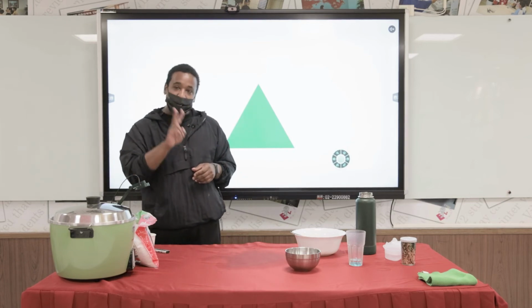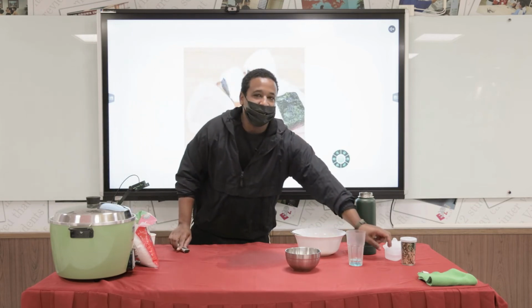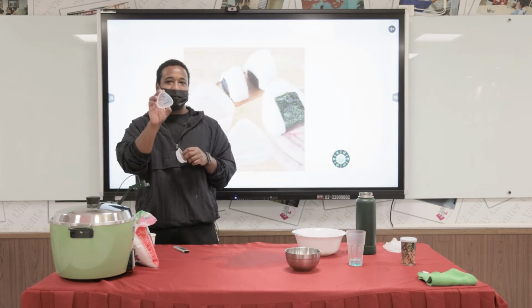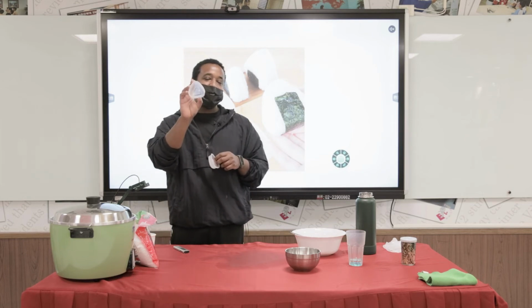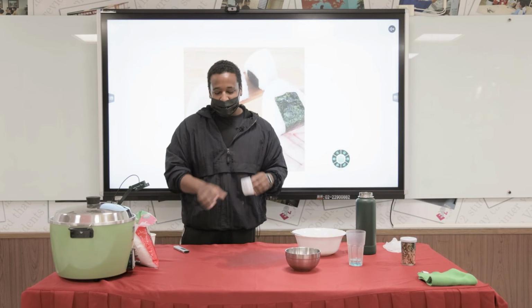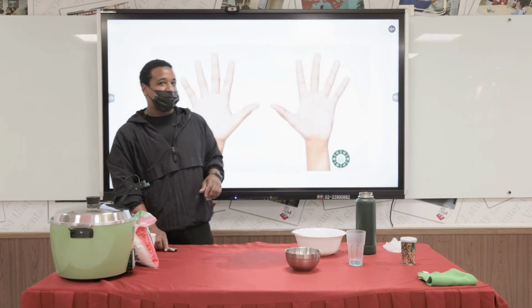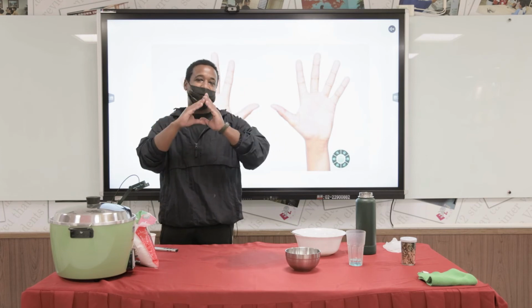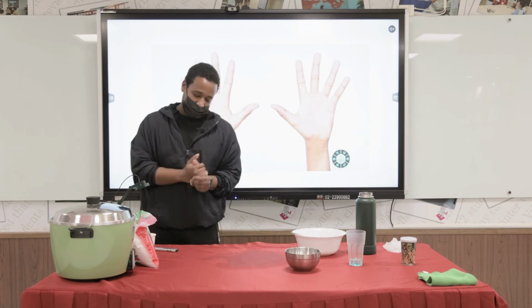We can do it 2 different ways. One way is using a gadget like this. This is a rice triangle mold, and we can use it to make beautiful rice triangles. Another way to make a rice triangle is just by using your 2 hands to make the shape of a triangle. So we're going to try both ways to make some rice triangles.